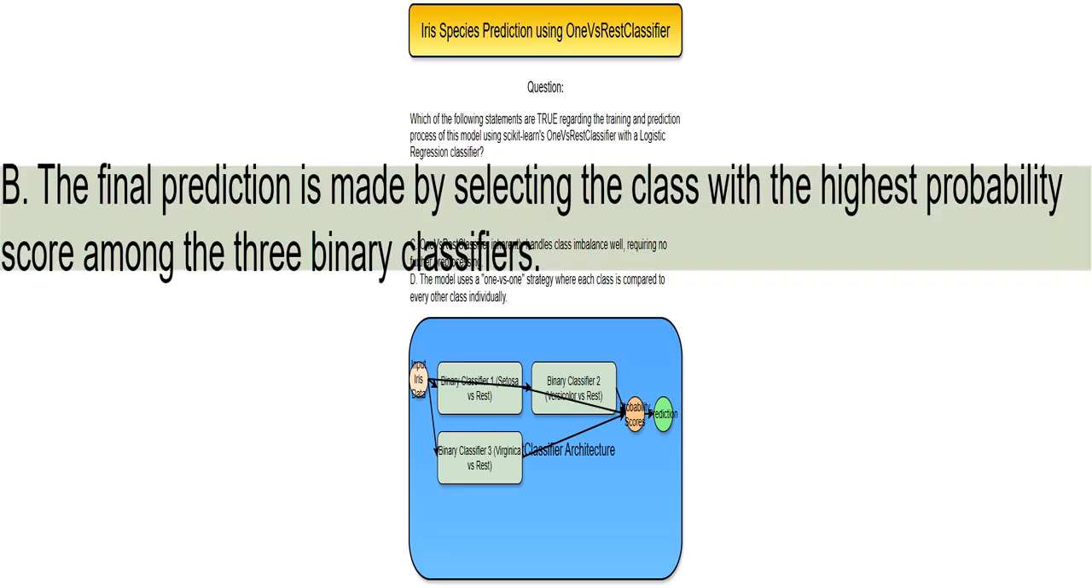Statement C addresses the problem of class imbalance. Class imbalance means that there are unequal numbers of samples for each class in the training data. It claims that OneVsRestClassifier automatically addresses this issue. This statement is important because class imbalance can significantly impact model performance.